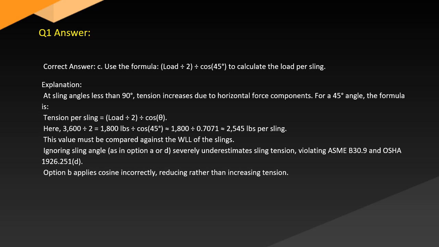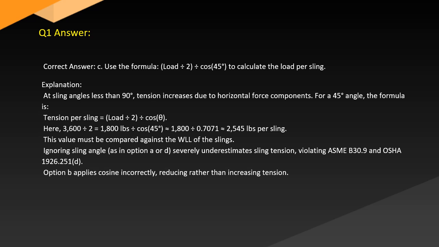Answer. Correct answer: C. Use the formula load / (2 cos 45 deg) to calculate the load per sling. Explanation. At sling angles less than 90 deg, tension increases due to horizontal force components. For a 45 deg angle, the formula is tension per sling equals load / (2 cos θ). At 3,600 / 2 equals 1,800 pounds; 1,800 / cos 45 equals 1,800 / 0.7071 equals 2,545 pounds per sling.